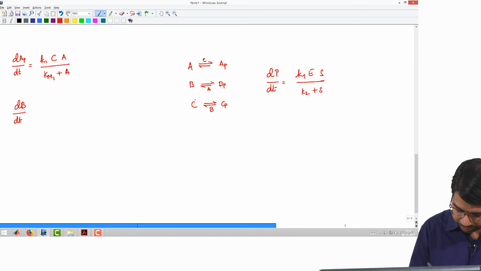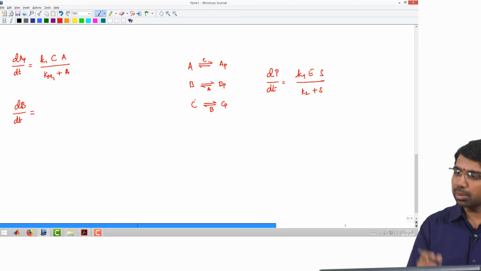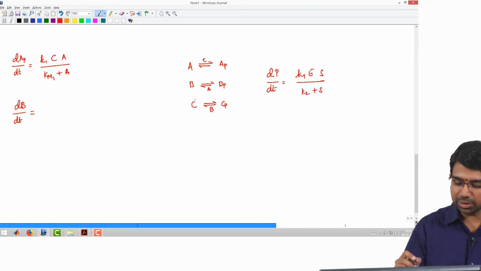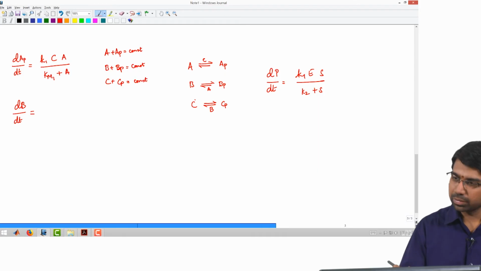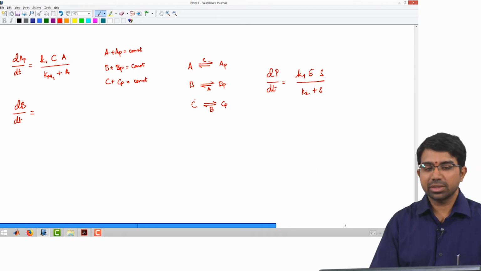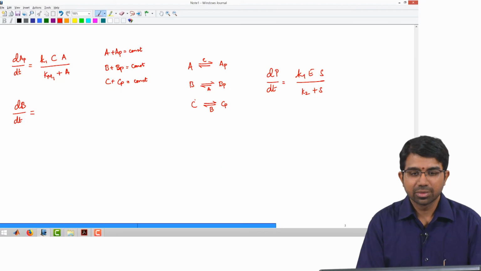dB by dt, remember we have conservation equations. What are your conservation equations? A plus AP is the initial, cannot be C. Right, which means dA by dt is minus dAp by dt, as simple as that.